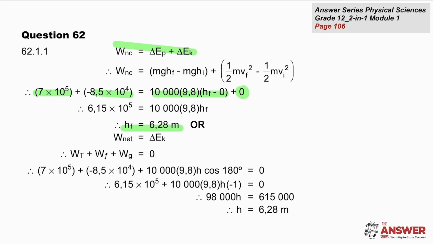Alternatively, equate the net work to the change in kinetic energy and include the work done by the gravitational force. The angle between the height and the gravitational force vectors is 180 degrees. So the work done by Fg is negative and the height equals 6,28 meters.